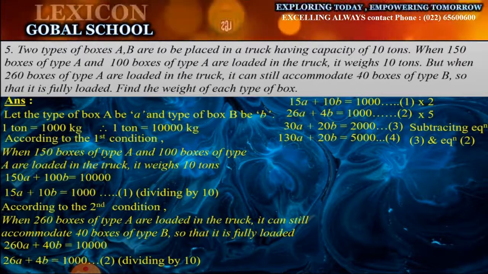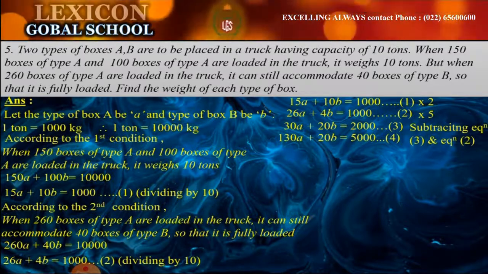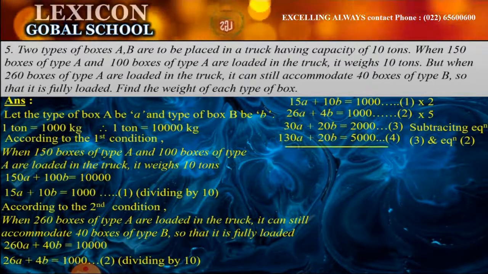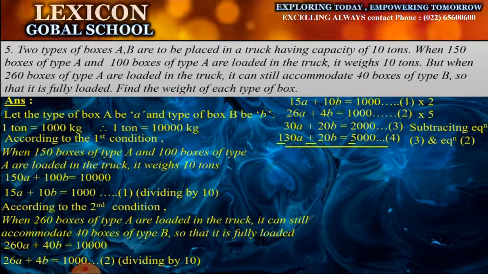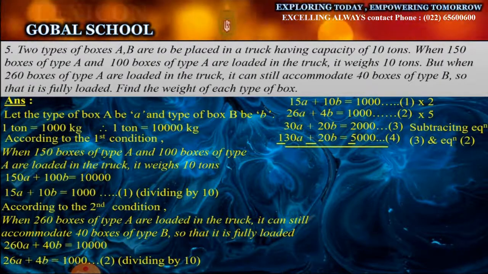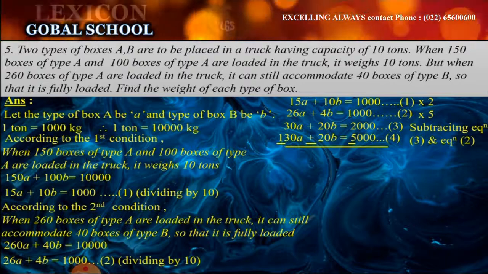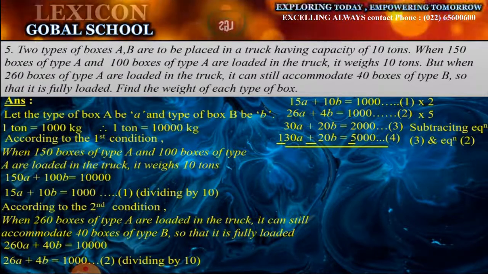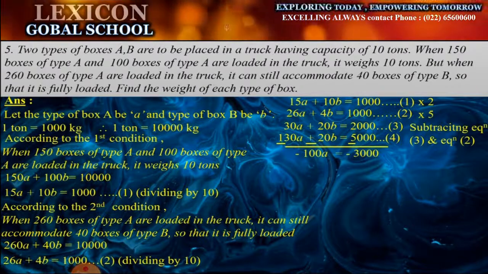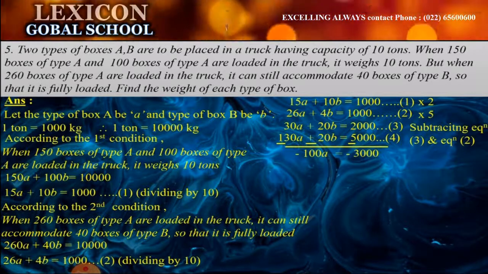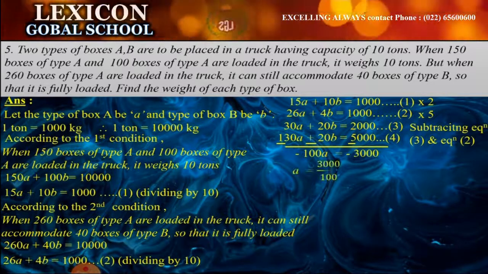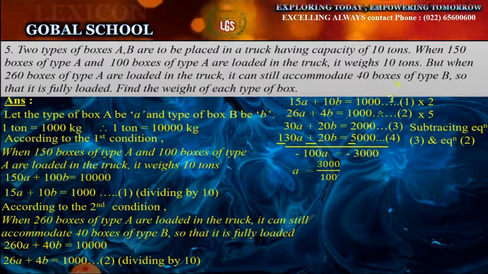But the signs are different. Therefore, we carry on the operation of subtraction, and while subtracting, the second equation's signs change. Therefore, minus 130A, minus 20B and minus 5000. When you subtract, you get 130 minus 30 is minus 100A is equal to 5000 minus 2000 is minus 3000, since the greater number has a negative sign. Therefore, A is equal to 3000 upon 100, A is equal to 30.